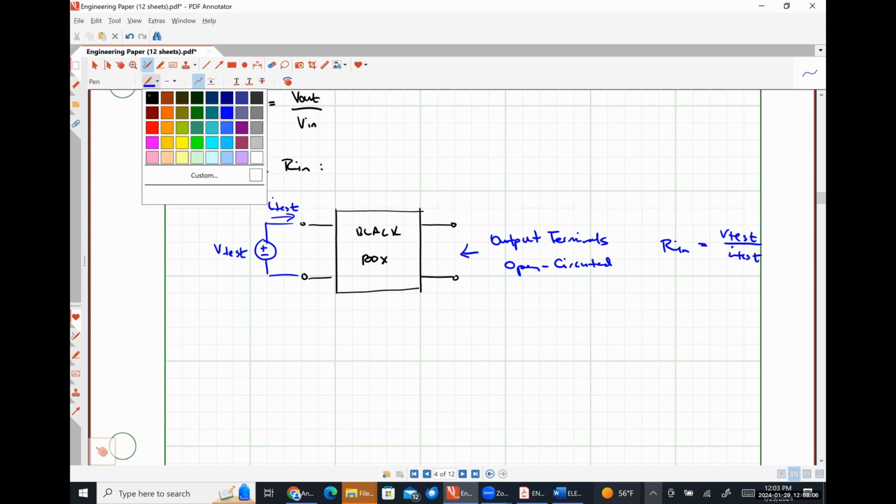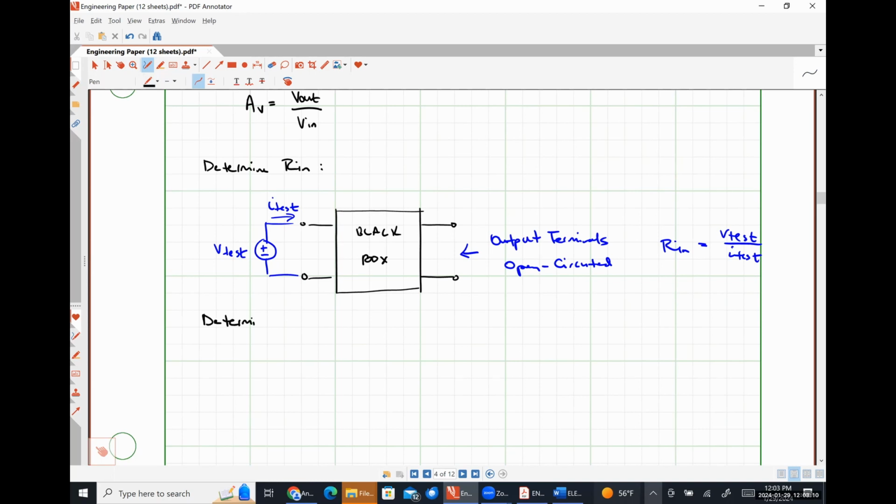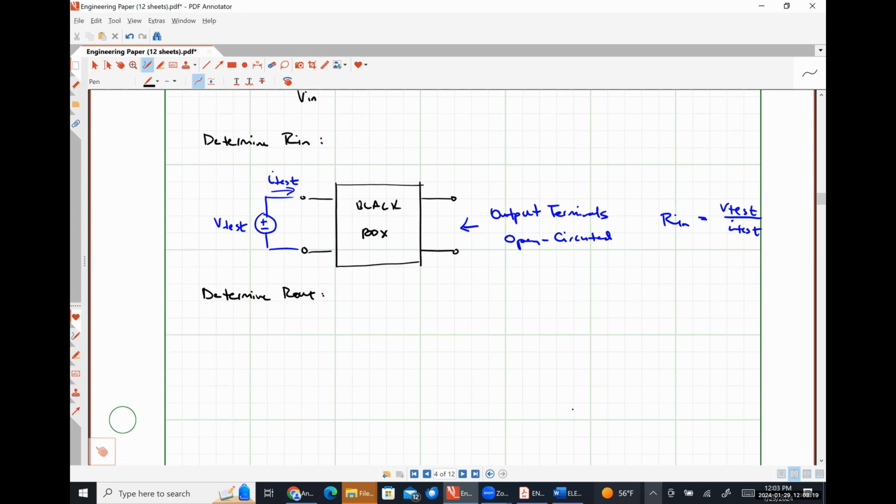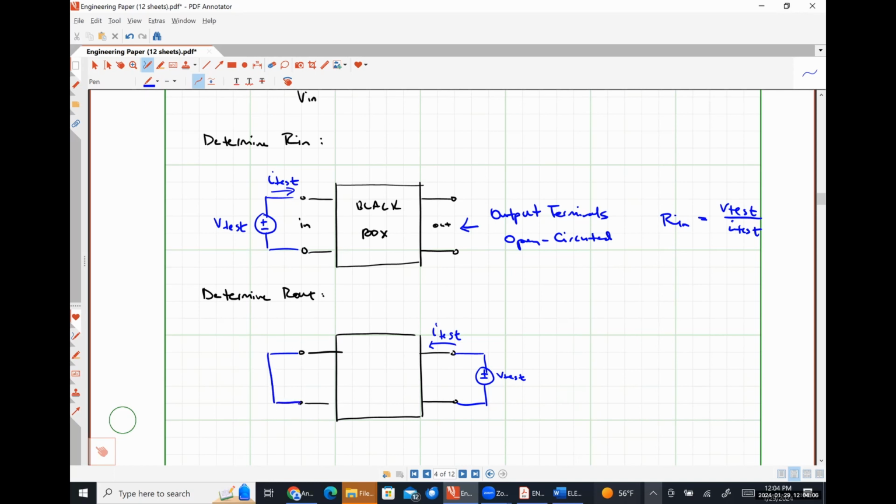And then lastly, let's determine R out. Same situation. I've got my black box network. I'm just writing in and out over here. So when we determine R out, we're going to apply our test source, almost always a voltage, across the output terminals, measure the current flowing in with our input terminals short circuited.